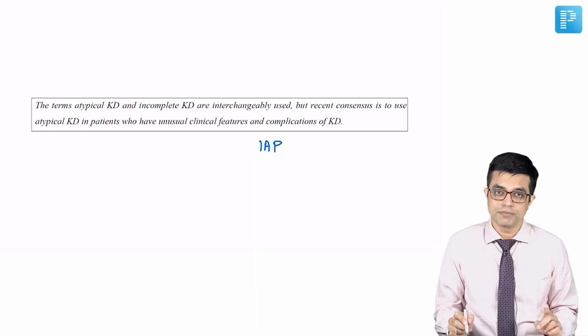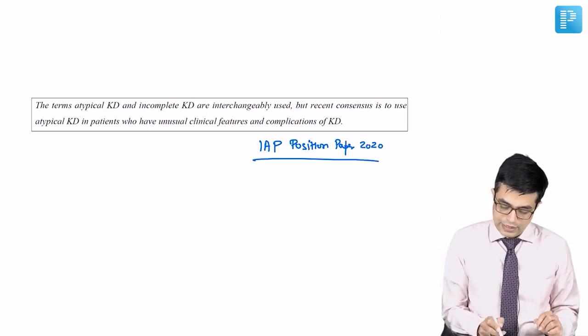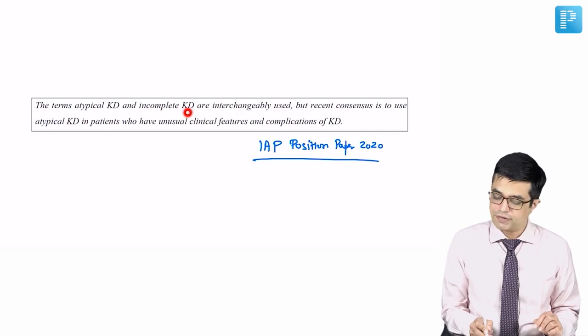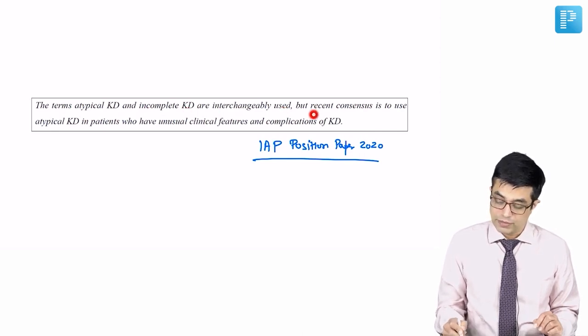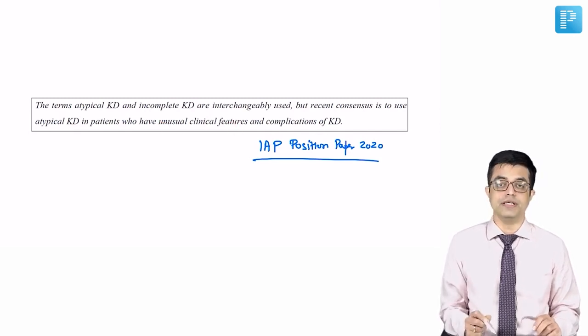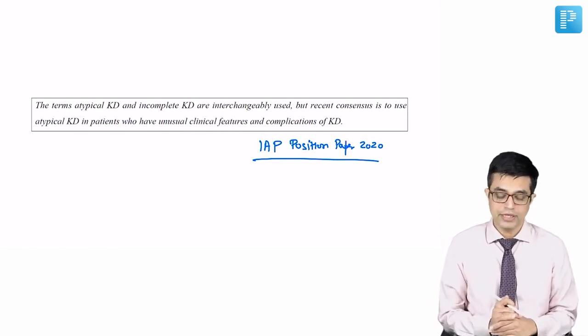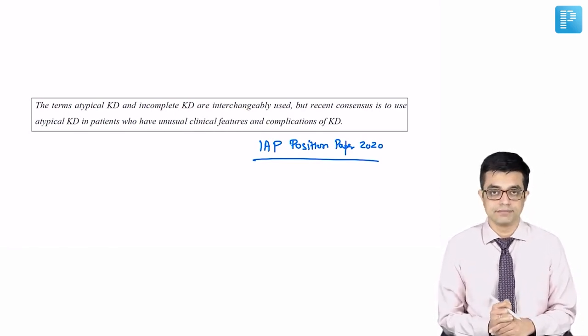So have a look, this is what is mentioned in the IAP position paper. The IAP position paper 2020 very clearly says that the terms atypical Kawasaki disease and incomplete Kawasaki disease are interchangeably used, but the recent consensus is to use atypical KD in patients who have unusual clinical features and complications of KD. So for unusual features, unusual complications which are not seen, you will use the term atypical Kawasaki disease.